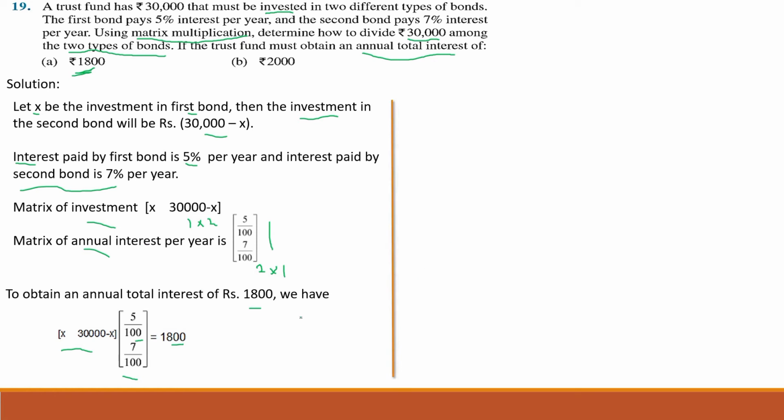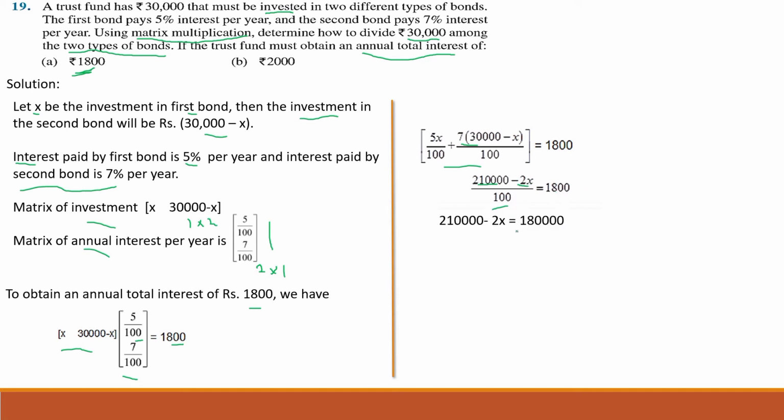So we'll simply multiply this. तो अभी ये सिर्फ एक ही एलिमेंट है. It is x into 5/100 plus 30,000 minus x into 7/100 equals 1800. यहाँ पे डिनोमिनेटर तो सेम है दोनों में. So 5x प्लस इसको मल्टीप्लाई करो अंदर, 30,000 into 7 is 21 and 4 zeros, minus 7x. So this will be 2,10,000 minus 2x divided by 100 is equal to 1800.